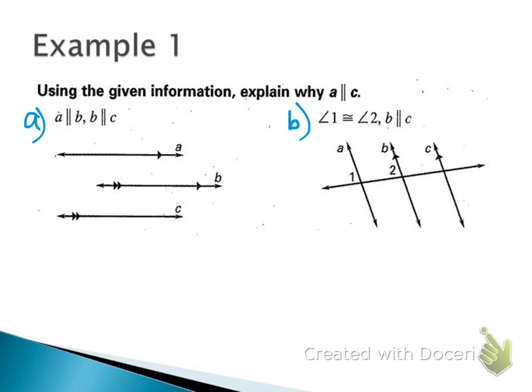All right, letter A, I'm hoping is pretty easy because that is exactly what we just saw in one of our theorems. Okay, so if A is parallel to B, B is parallel to C, we have to explain why A and C are parallel. So if they're telling us to explain why, that means they are parallel. We just have to explain how we know that to be true. All right, so I already heard somebody whisper it. Does anybody want to say it a little louder? How do we know that?